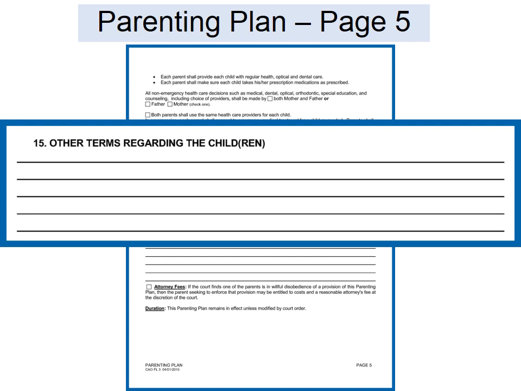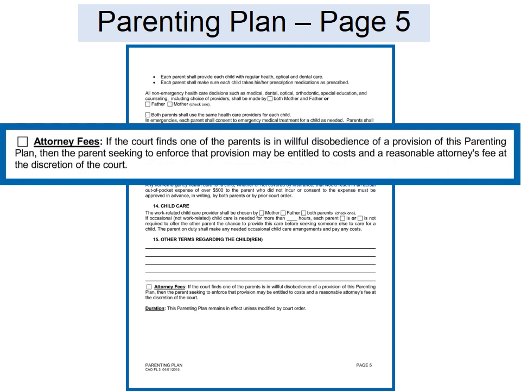Paragraph 15 is where you can include any additional terms you want in your parenting plan that were not already covered. And you can choose whether or not to include a provision regarding attorney fees.